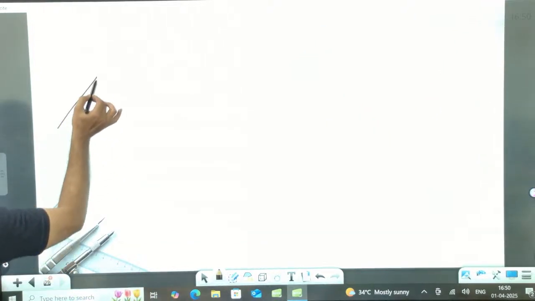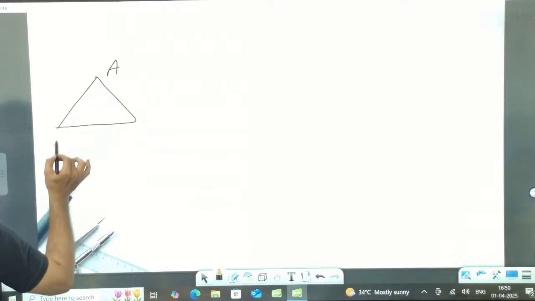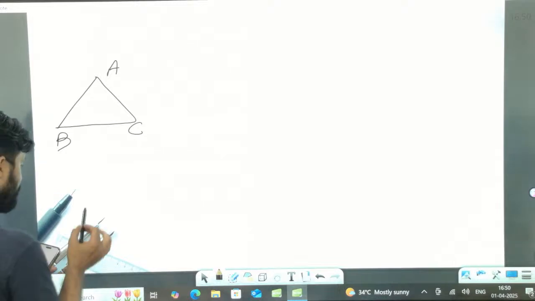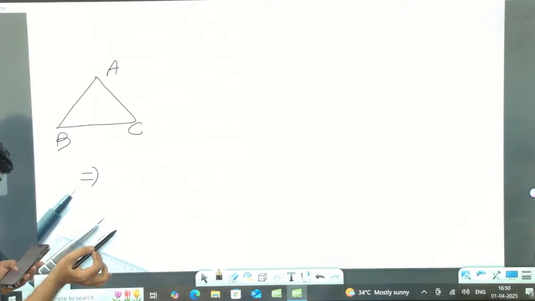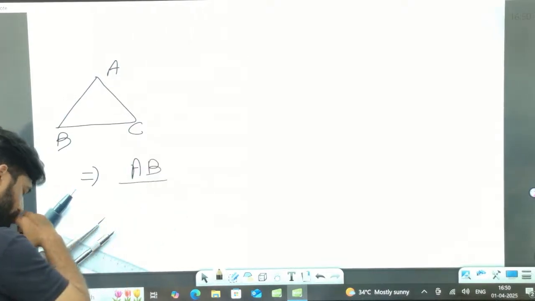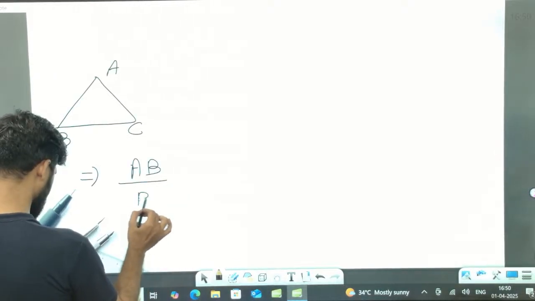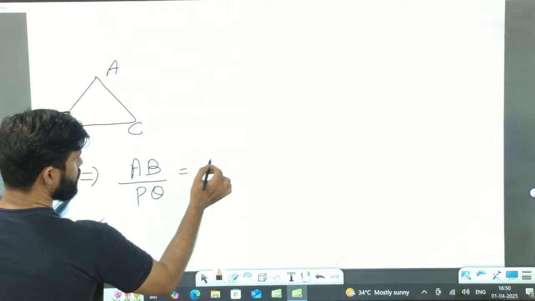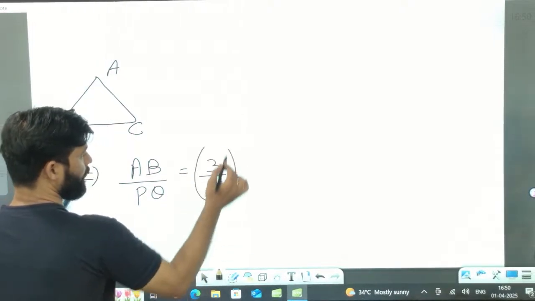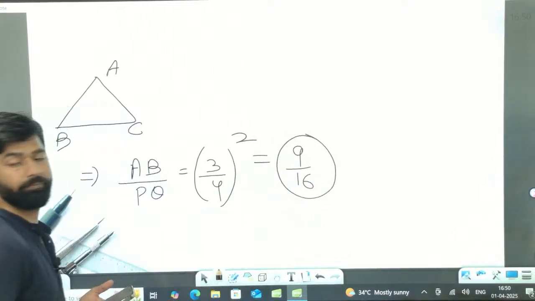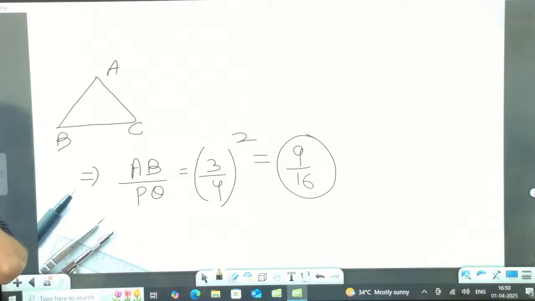So this is triangle ABC, but you don't have to make it in the exam. Why? Because I know the ratio of their perpendiculars. So I can write AB upon PQ equals 3 by 4, and if I square it I will get the ratio of their areas, so it is 9 is to 16. Okay, any problem in this? Write one more question please.